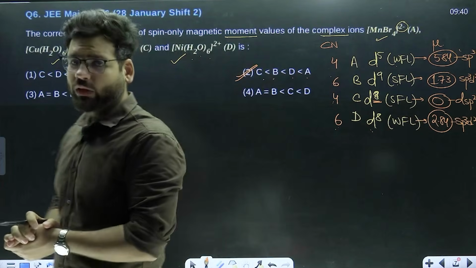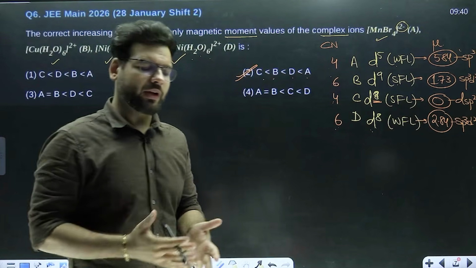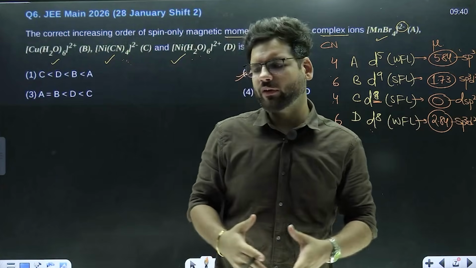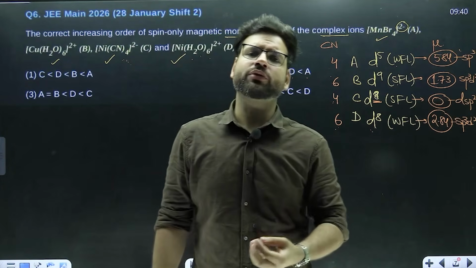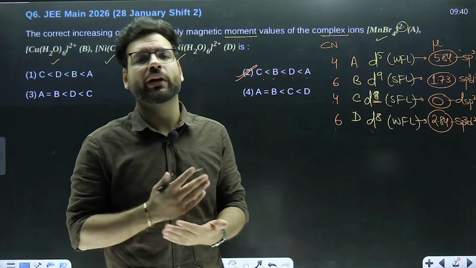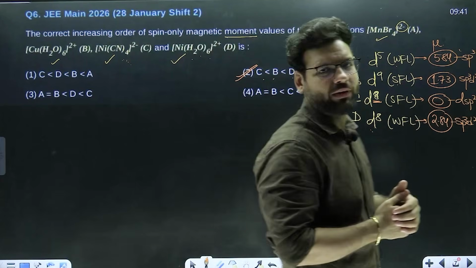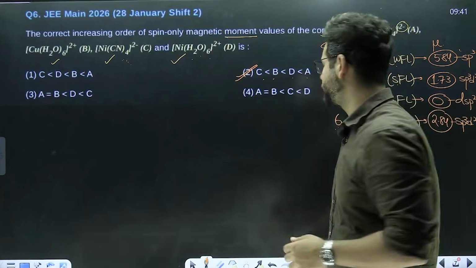Okay. So it's a question from VBT, because when it comes to questions of CFT, whenever octahedral complexes are there, you should do the question by CFT. But when it comes to coordination number 4, you first need to find out the hybridization. You cannot use the CFT directly. Okay. So it's a hybridization related question.